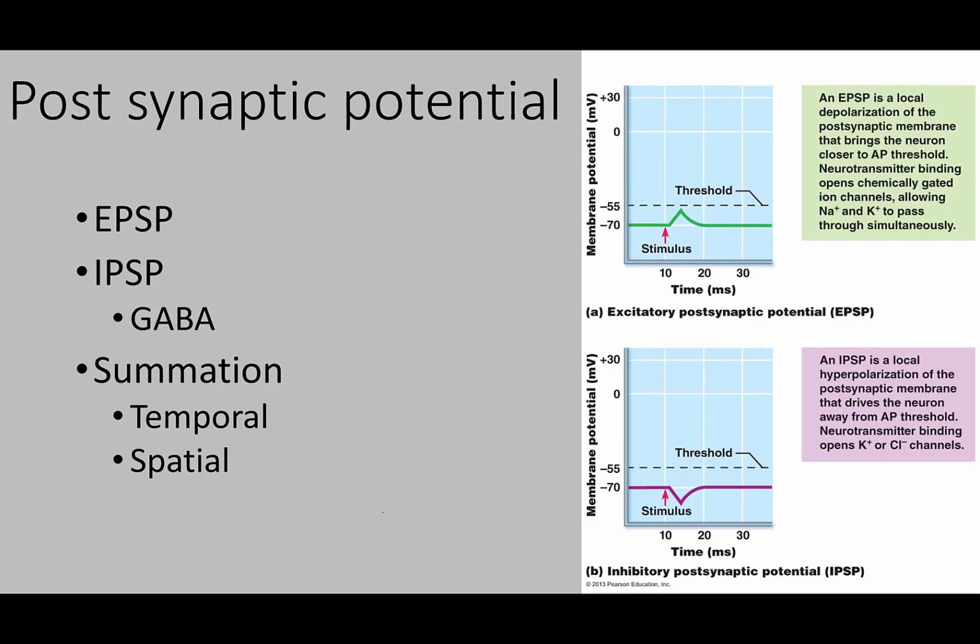We've already talked about EPSPs and IPSPs. And in our video, we saw, without using the word, summation. We saw what happens when more than one signal is sent to a receiving neuron. Well, there are different ways that we can have summation. We can have temporal summation.